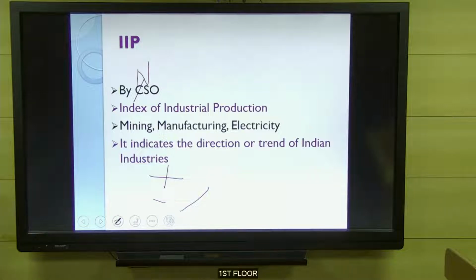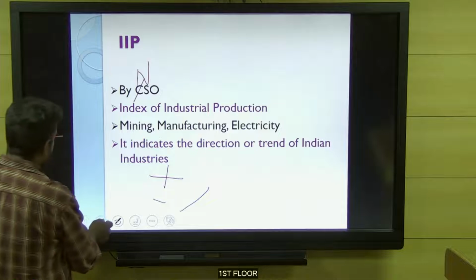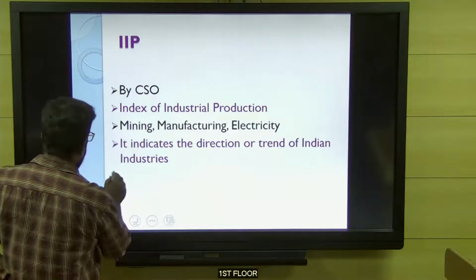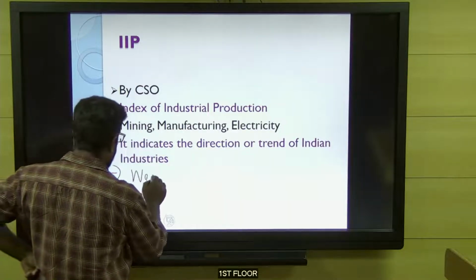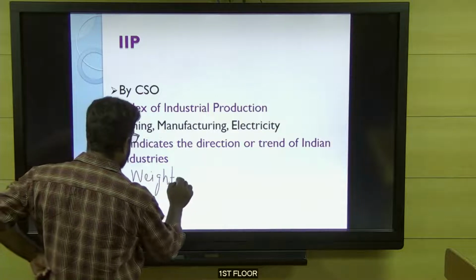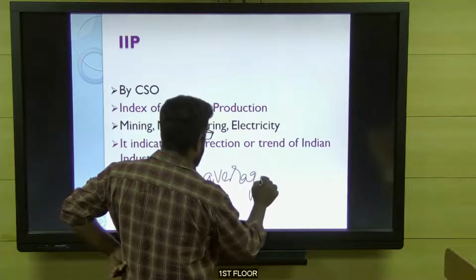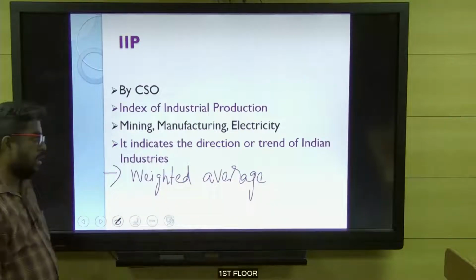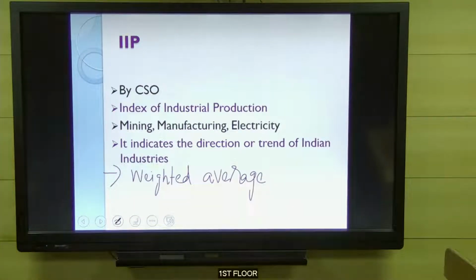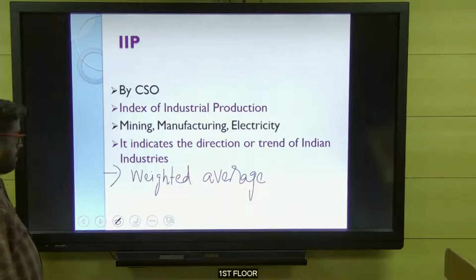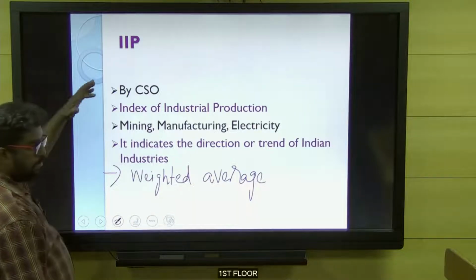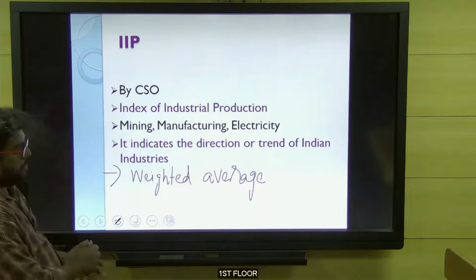So IIP is a monthly indicator, and moreover, this data is a weighted average. You all know mathematically the meaning of weighted average: different weights are assigned to the different components. So it's a weighted average. And then the prelims angle. I have prepared the next slide with respect to the prelims angle.